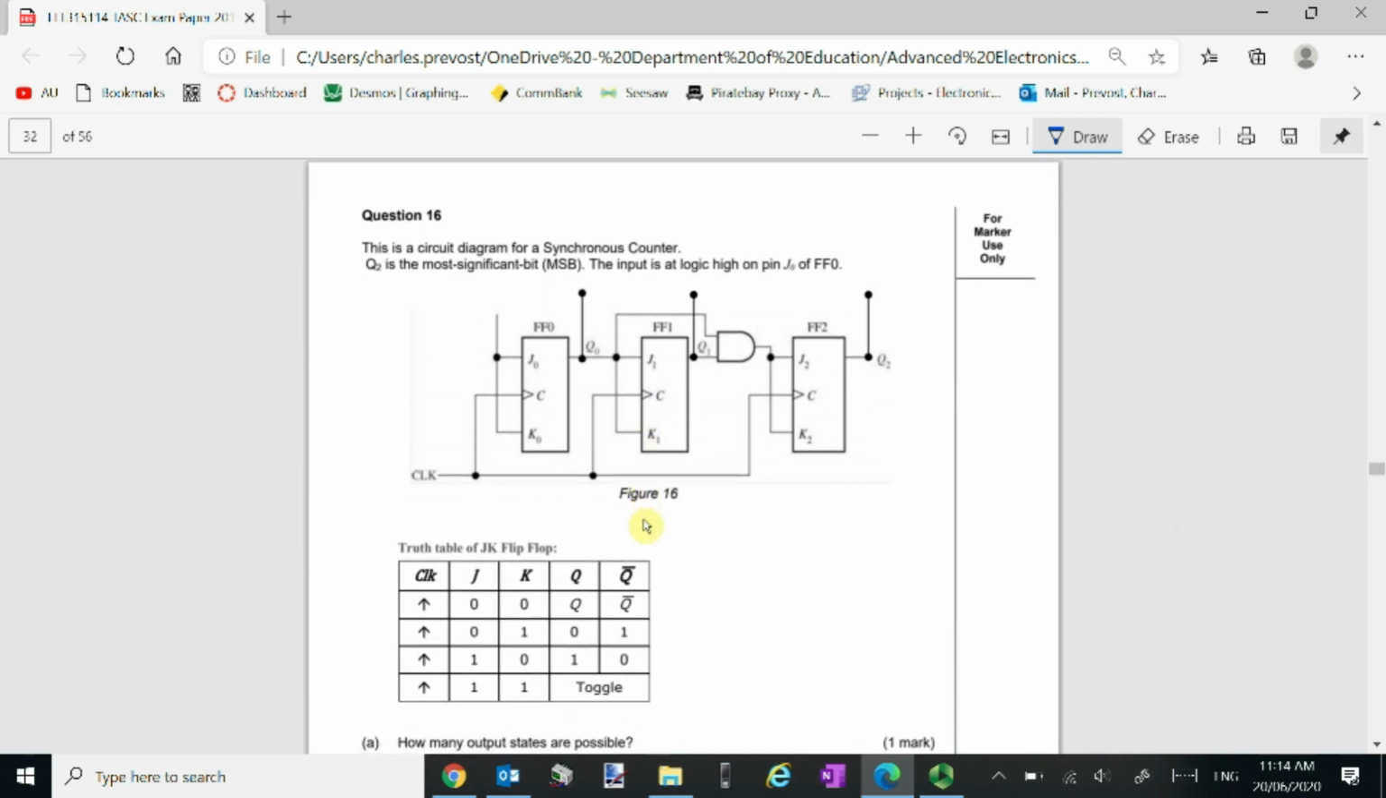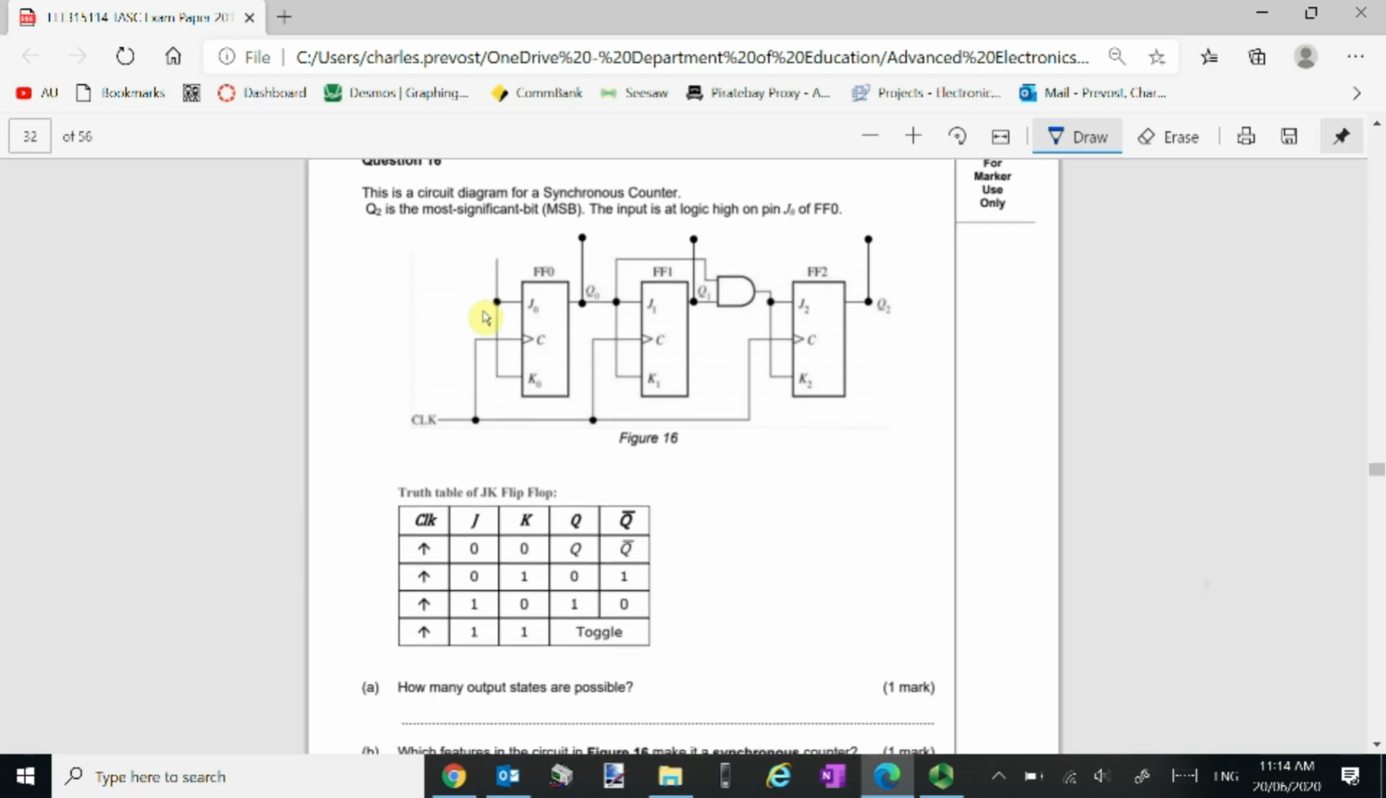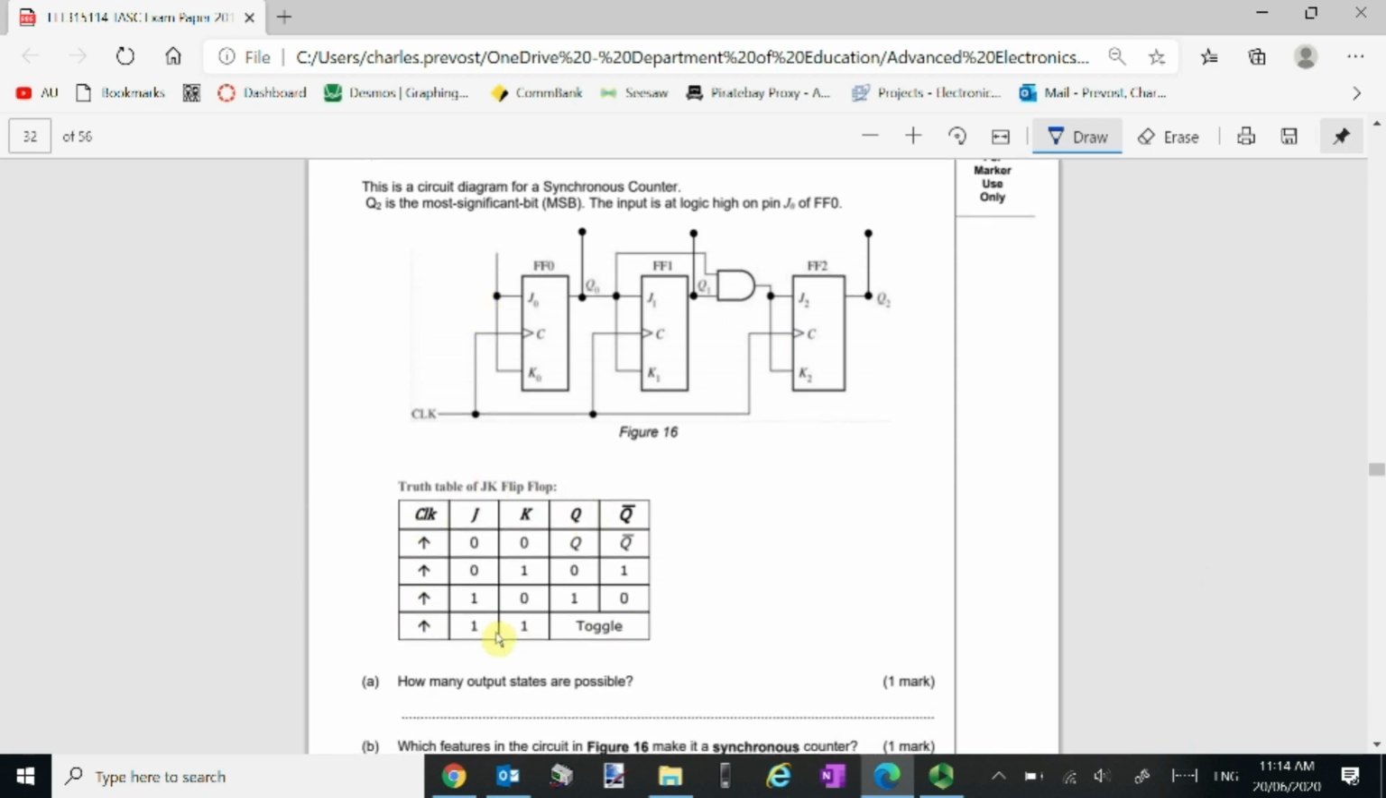Question 16. So we've got ourselves a synchronous counter. Remembering the synchronous counter, you can see this clock signal is connected to all of the clock inputs of our flip-flops. And here's our input there, and here is the truth table for the JK flip-flop.